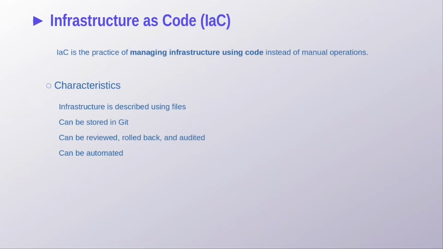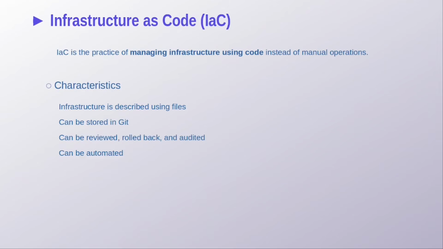Infrastructure as code. Now let's talk about the solution. Infrastructure as code means we manage infrastructure using code, not using clicks. Instead of clicking in the cloud console, we write files, we declare infrastructure, we store files in Git. Infrastructure becomes visible and clear.